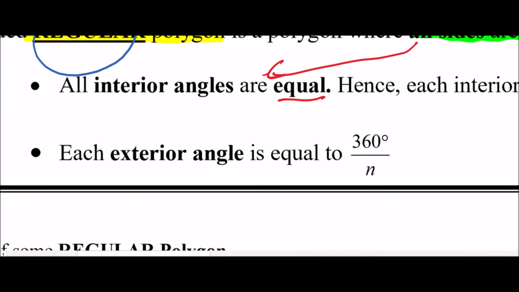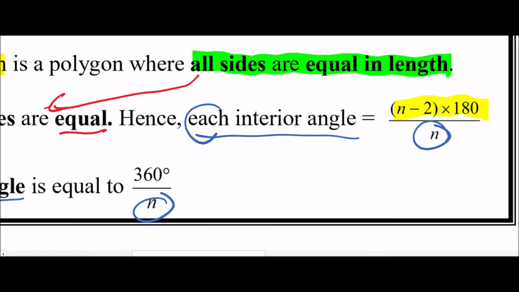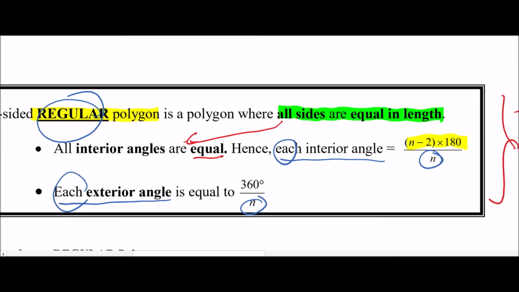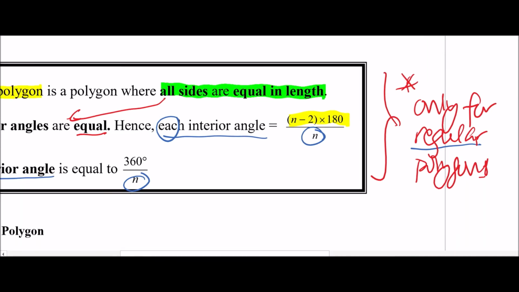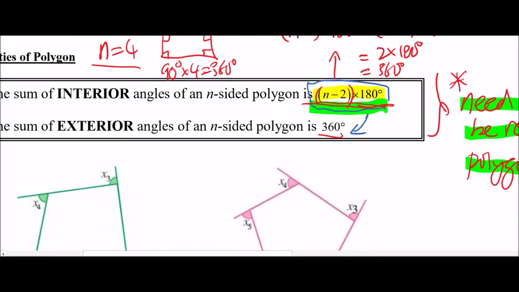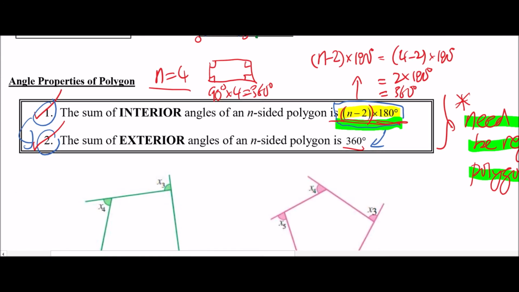Likewise, from point number 2 just now, the sum of exterior angles of any polygon is 360 degrees. So since there are n exterior angles for any n-sided polygon, you can simply divide by n to get each exterior angle. We're not talking about one only, right? So in this case also, each interior angle, each exterior angle. Again, this is only for regular polygons. Please do not mix it up. But the previous two results are for any polygons in general, regular or non-regular.